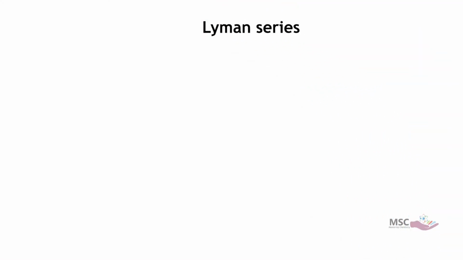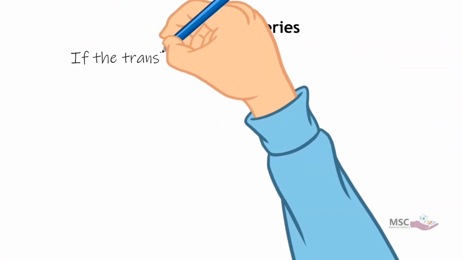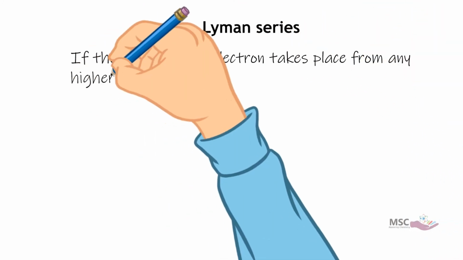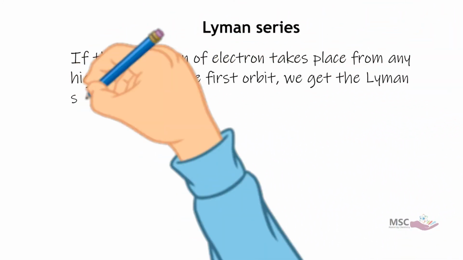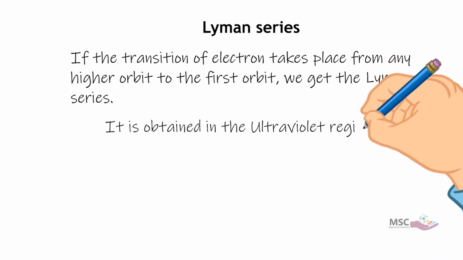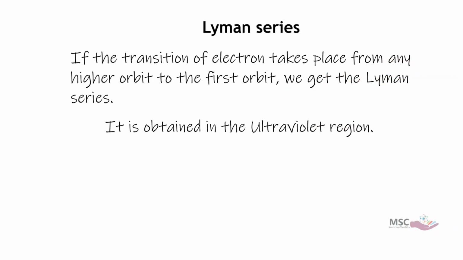Lyman series. If the transition of an electron takes place from any higher orbit to the first orbit, we get the Lyman series of the hydrogen atom. It is obtained in the ultraviolet region, not visible to our naked eye.